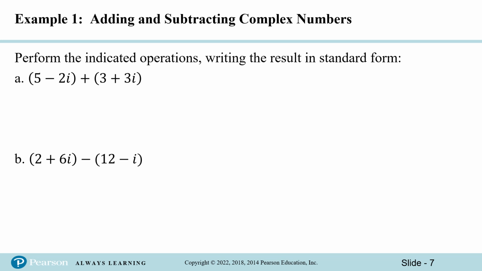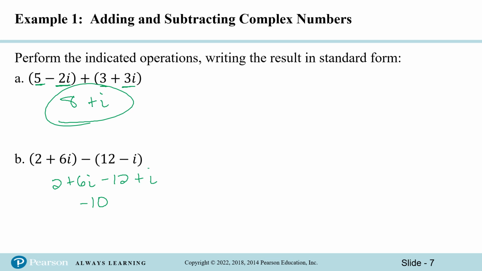All right, let's do a couple examples. With this one, we have real parts of 5 and 3. We add those together. We have imaginary parts of -2i and 3i. We add those together, and we get 1i. And done. The next one, because it's subtract, we're going to distribute the negative and then combine like terms. So the 2 and the -12, and the 6i and the i.